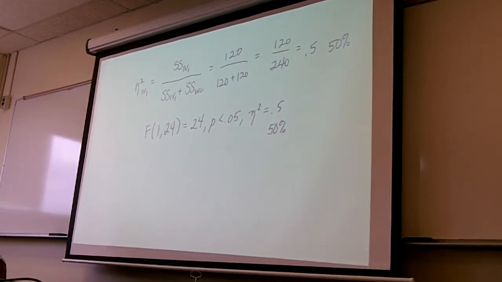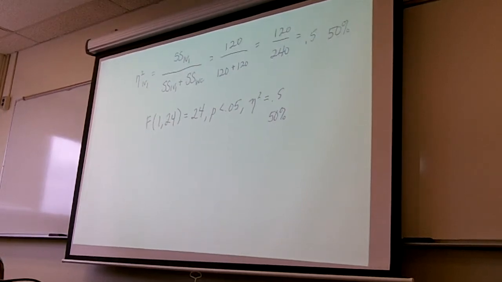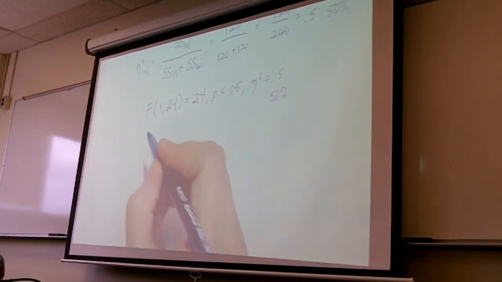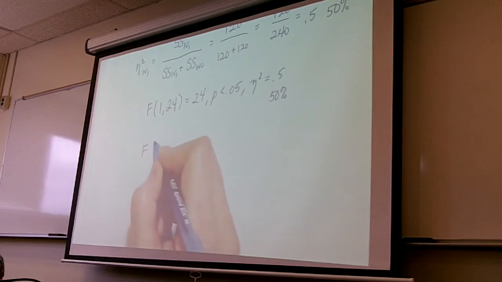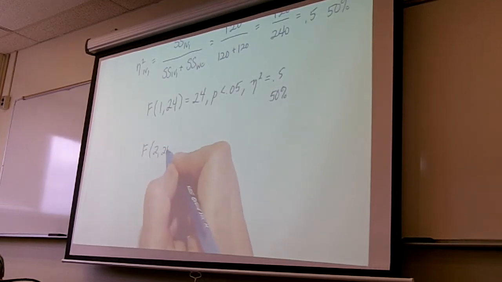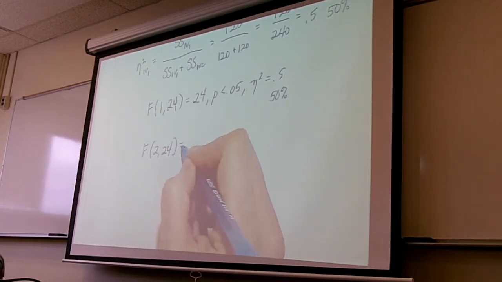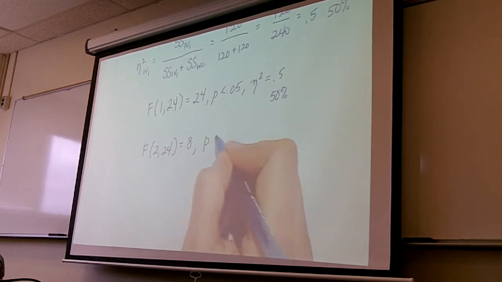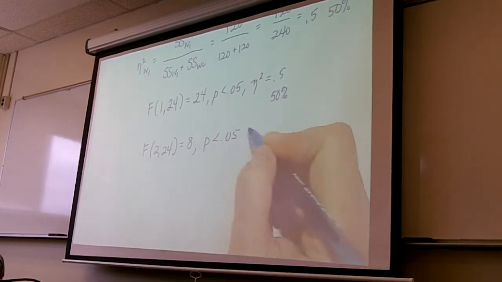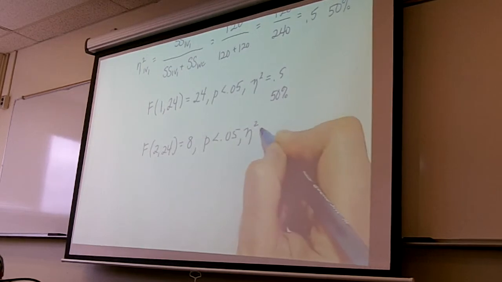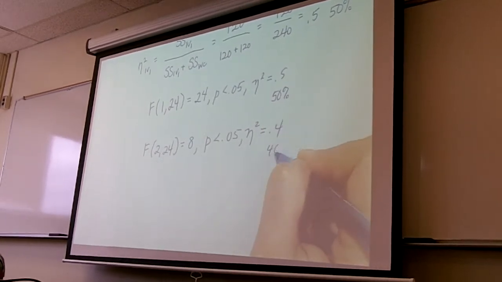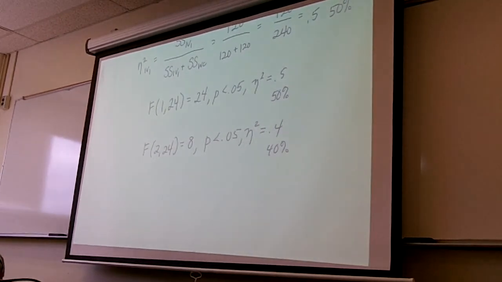And if we did the APA-style statistical statement, I can write that up here for the next one. It's going to be F(2, 24) = 8, P is less than 0.05, eta squared equals 0.4 or 40%. Okay? All right, now for the interaction.